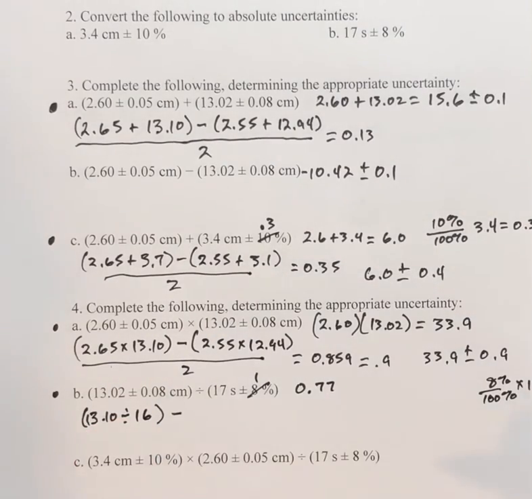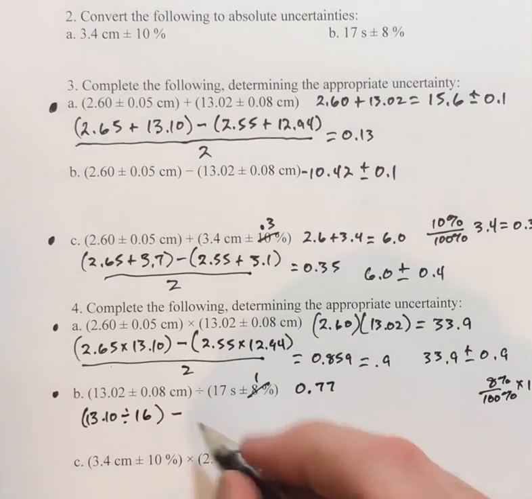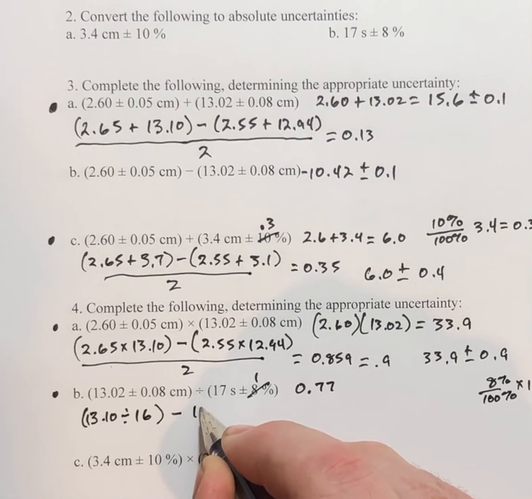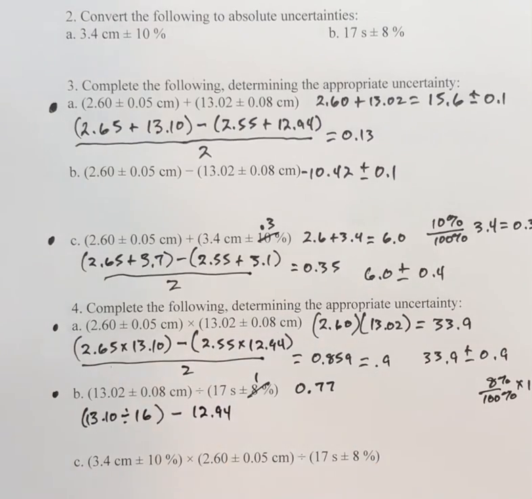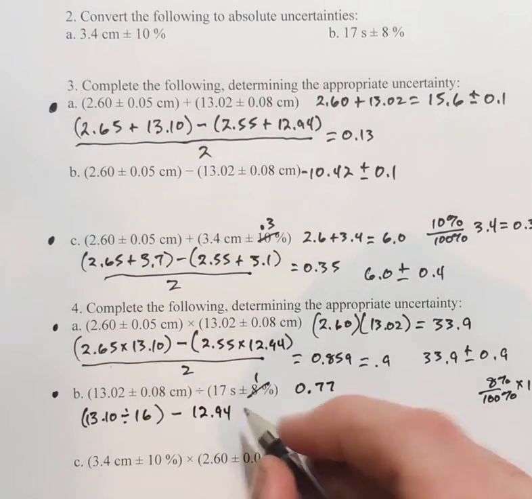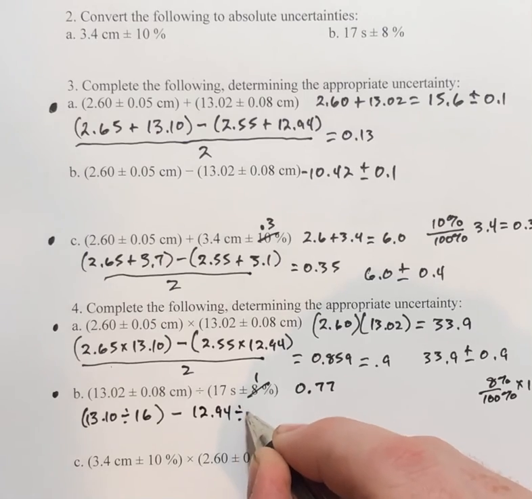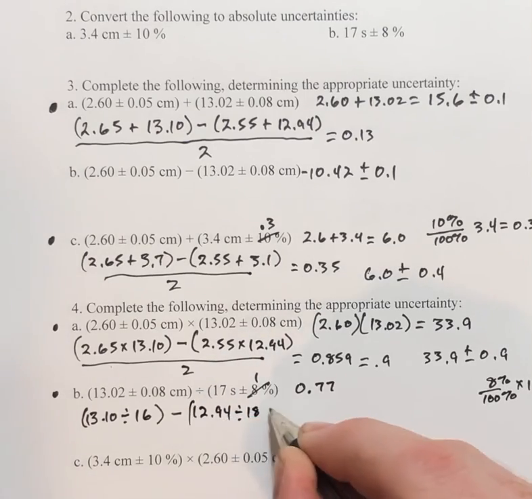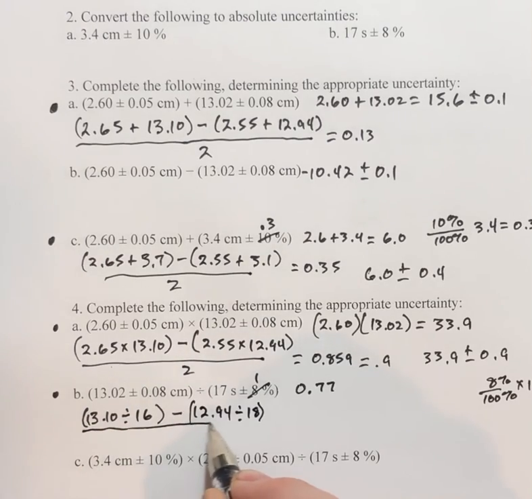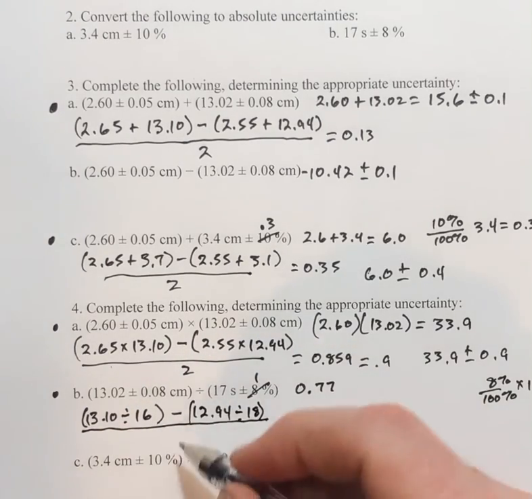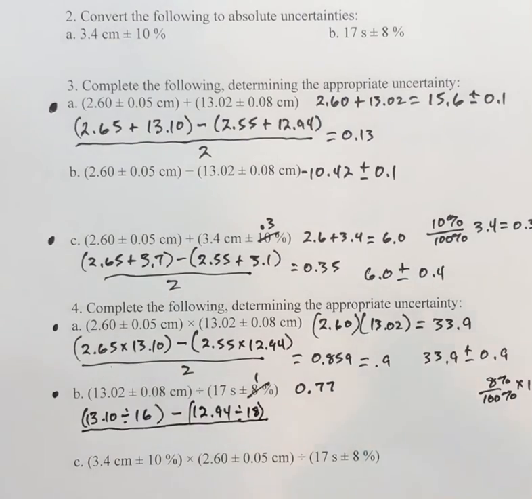And I will subtract out 12.94. So now I make this the smallest number possible and this the biggest number possible. And I'll divide that by 18. Okay, so that's a little weird when you do division. Just remember that. It's always going to be biggest divided by smallest minus smallest divided by biggest, and that'll give you your biggest outcome, your best outcome. Then divide by 2, and we'll get our answer.